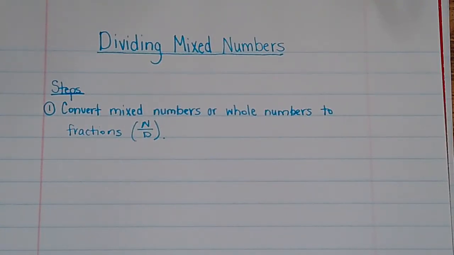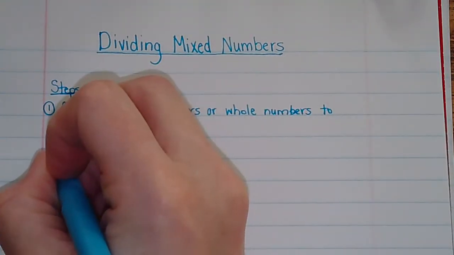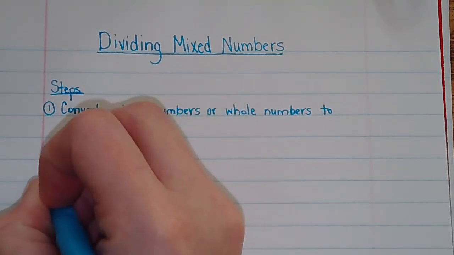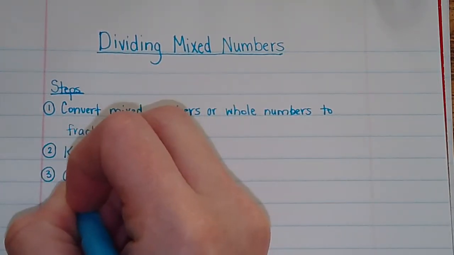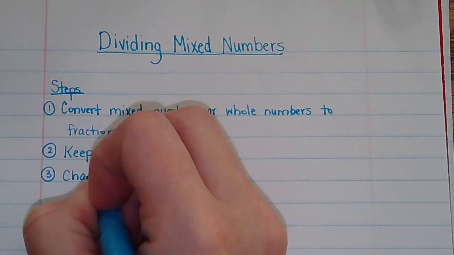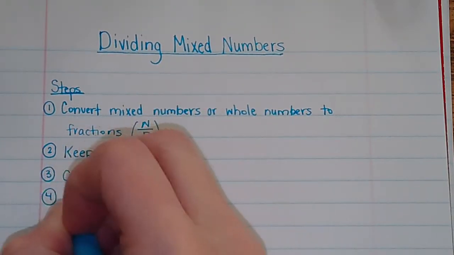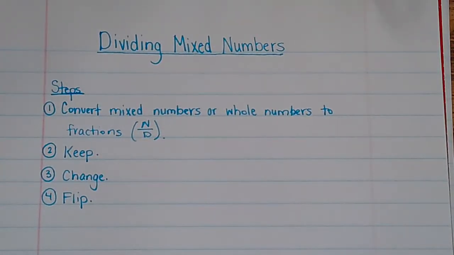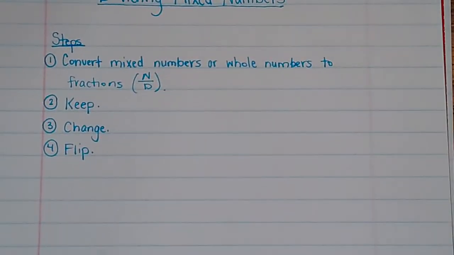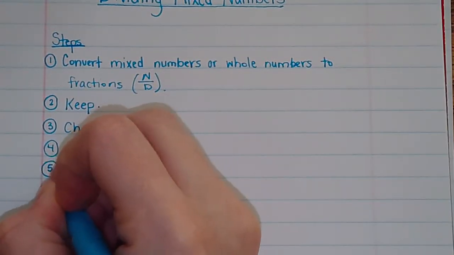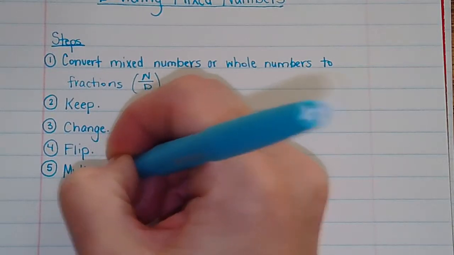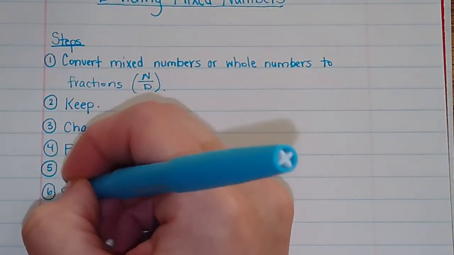Okay, so once you've gotten things looking like they're supposed to look, then we can do our usual. And I'm going to shorten this to save some time. Keep, change, flip. Okay, because it's the same steps that you already know. All right, once again, next step is just going to be multiply. And then obviously simplify.